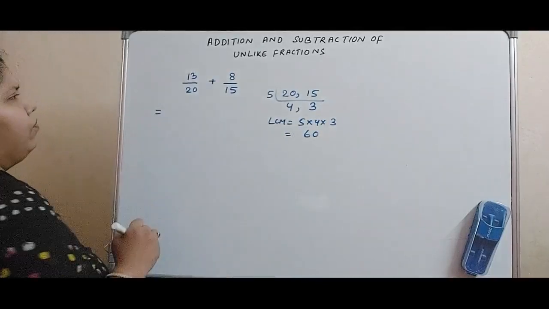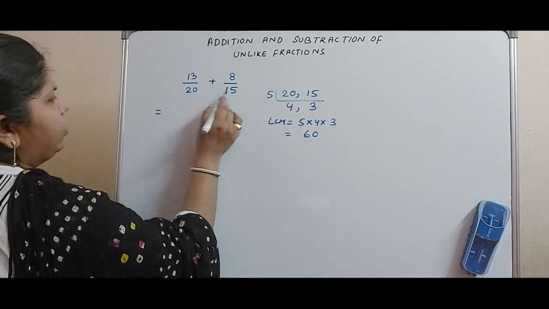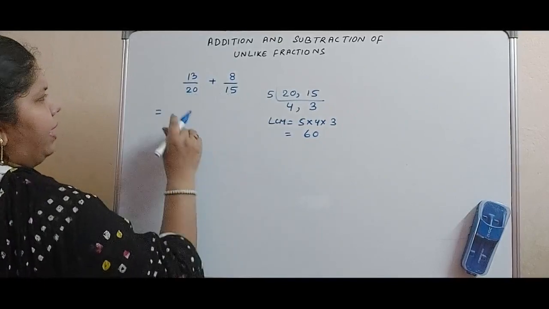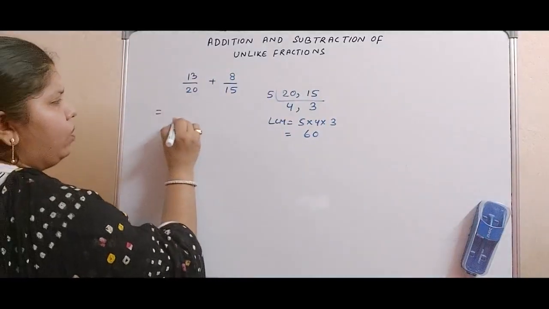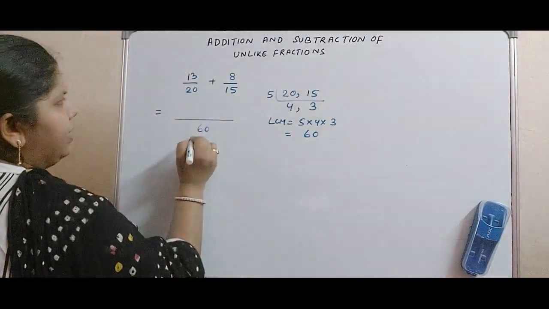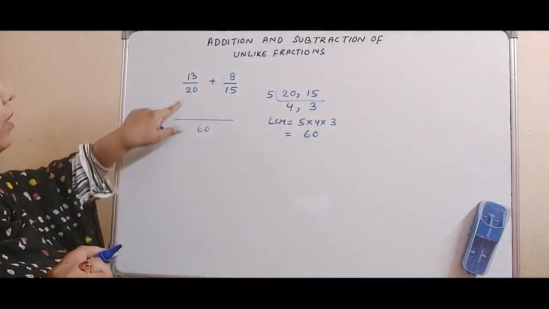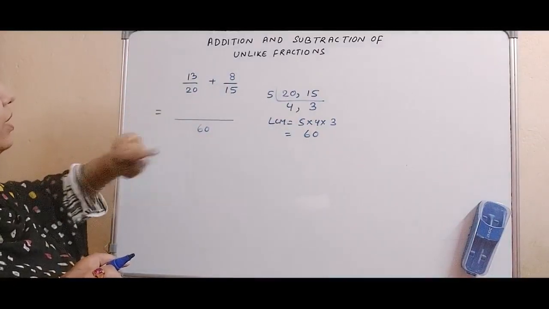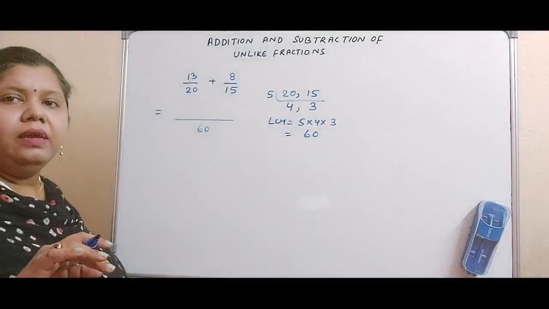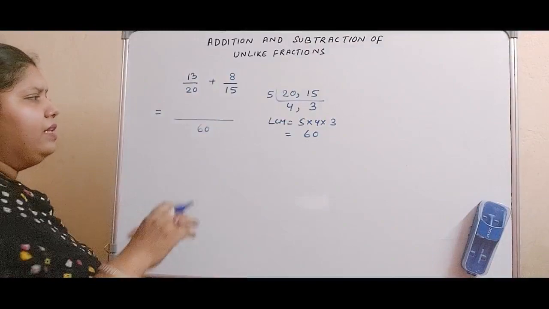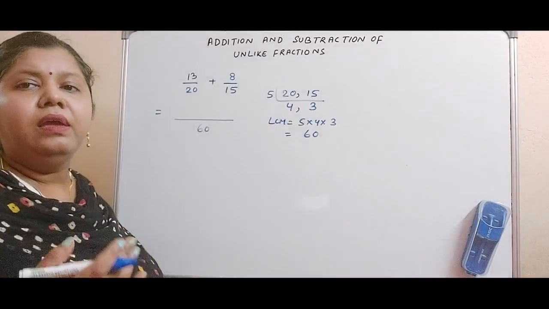So what we will do? We will change the denominators of both these fractions to 60. And also you know that whenever we add, we take one common denominator, that is 60, like this, and the numerators become added. Now till now we don't know what the numerator is when the denominator has changed to 60. As you can see, we are following the same rule as we did yesterday: we will divide the LCM by the denominator, and whatever answer we get, we have to multiply it with the numerator.